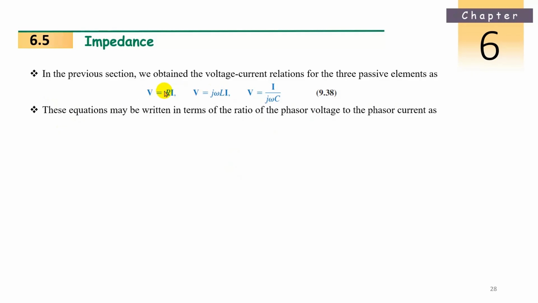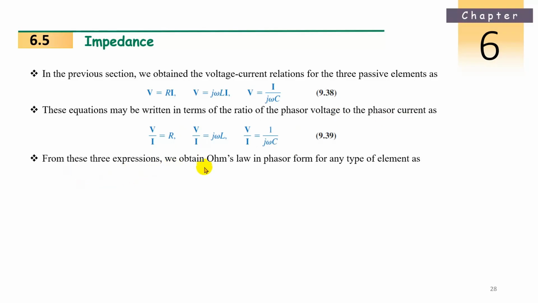That is, R is nothing but V divided by I. jωL is nothing but V divided by I. 1 by jωC is also V by I. Like this we can represent it in the phasor form. So R is V by I, jωL is V by I, 1 by jωC is also V by I. So this is the phasor division of the voltage by the current.